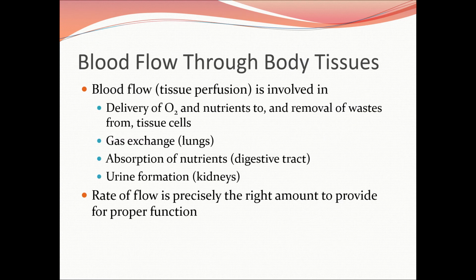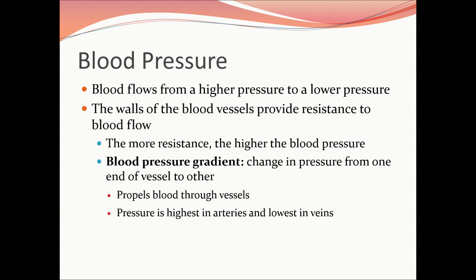Let's look at the blood flow through the body tissues. Blood flow is called tissue perfusion, and it is involved in the delivery of oxygen and nutrients to, and the removal of wastes from, tissue cells. It's involved in gas exchange within the lungs, the absorption of nutrients within the digestive tract, and urine formation within the kidneys. The rate of blood flow is precisely the right amount to provide for proper function.